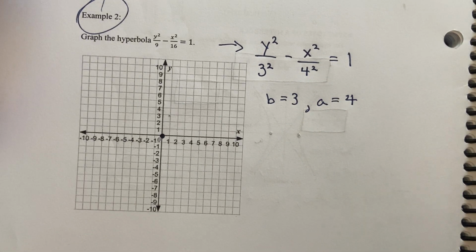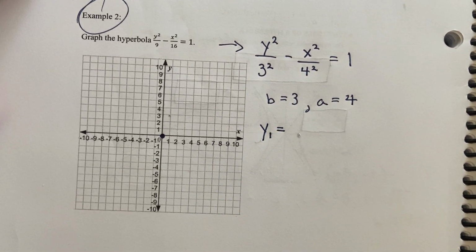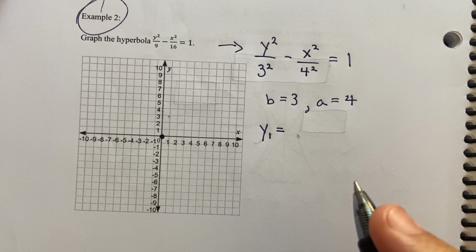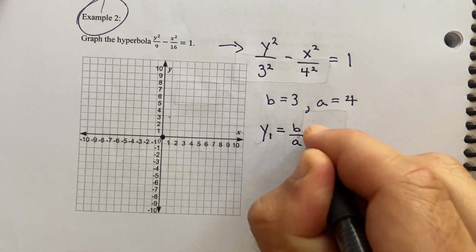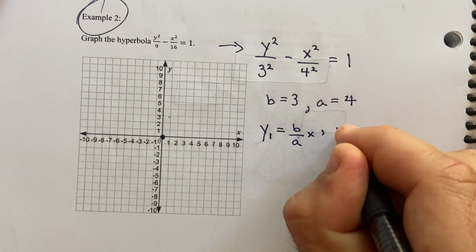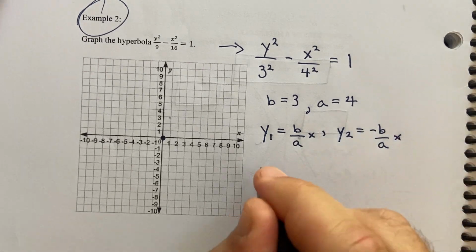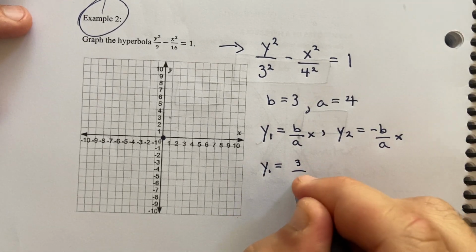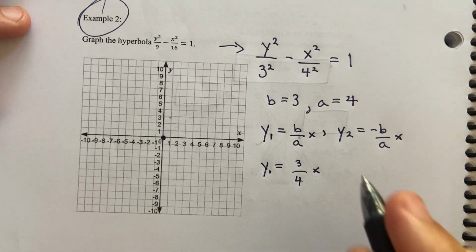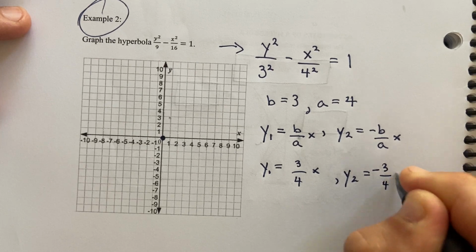All right, and then for the asymptotes, we'll have y1 equals b over a times x. And then we'll have y2 equals negative b over a times x. So in other words, y1 equals 3/4 x, y2 equals negative 3/4 x.